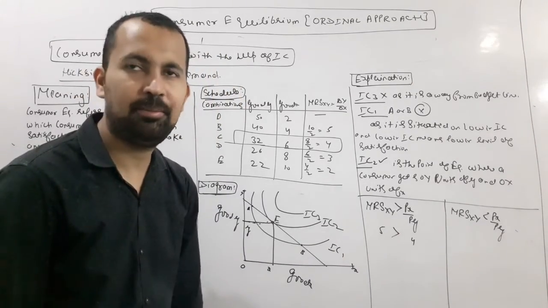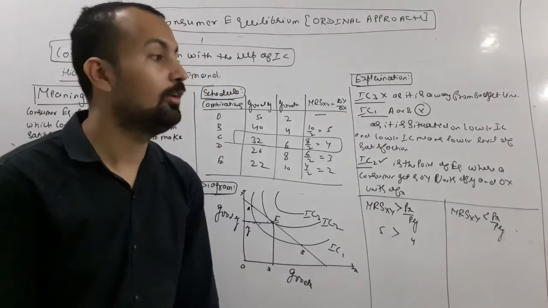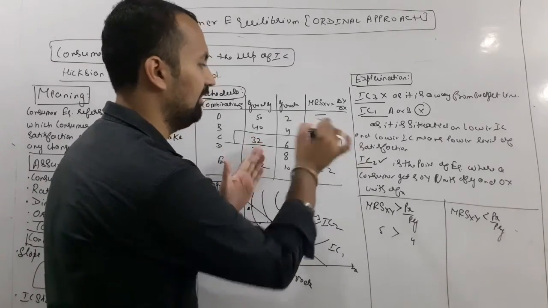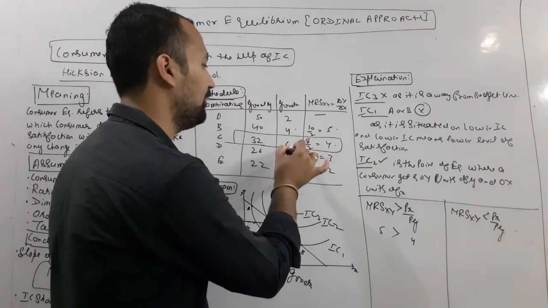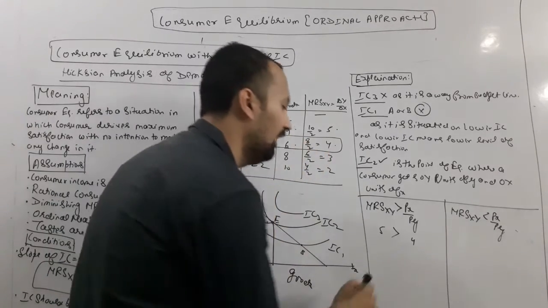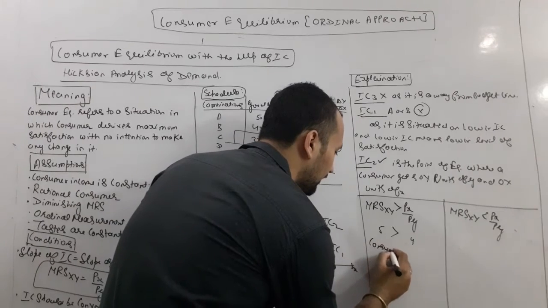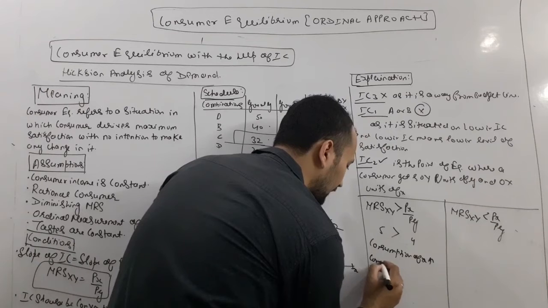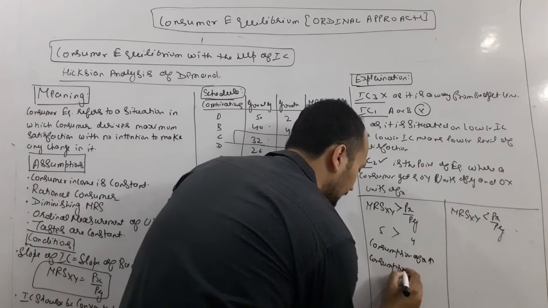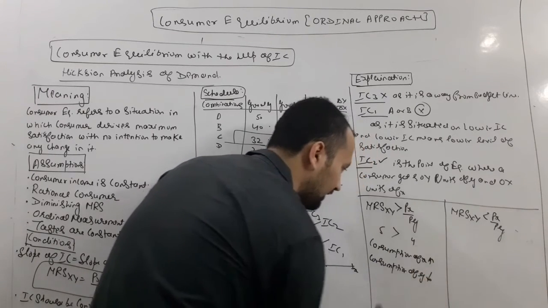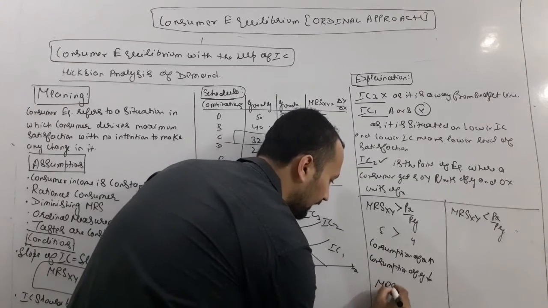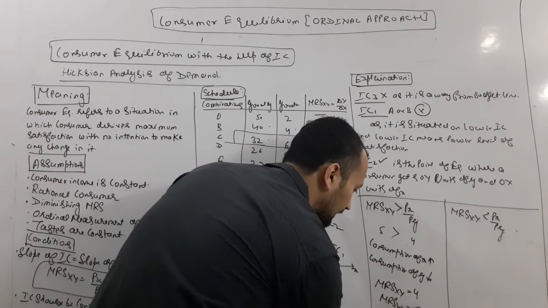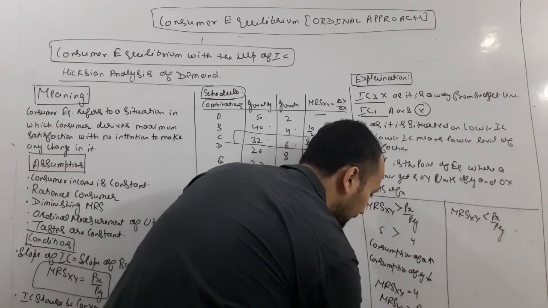Is it the situation of equilibrium? No, this is not the situation of equilibrium. So what do we need to do? We need to move to the next level, that is, we need to increase the consumption of good X and decrease the consumption of good Y. So I am writing down: consumption of X should be increased and consumption of Y should be decreased. Ultimately, MRS XY equals 4, or MRS XY equals Px upon Py.